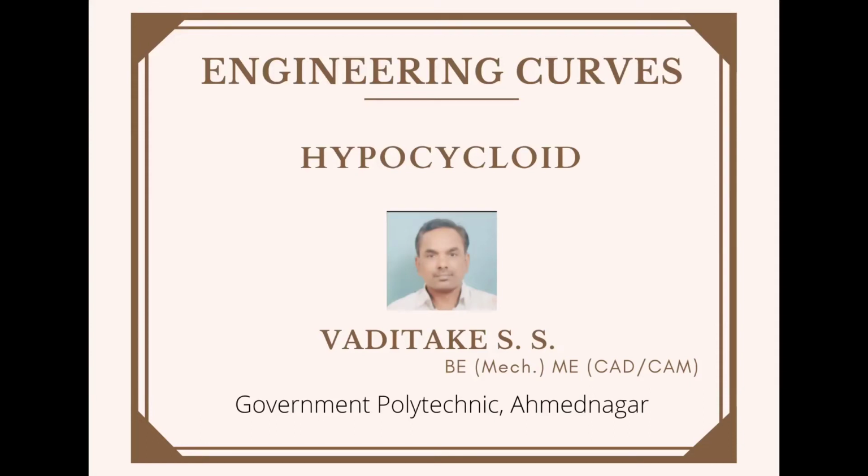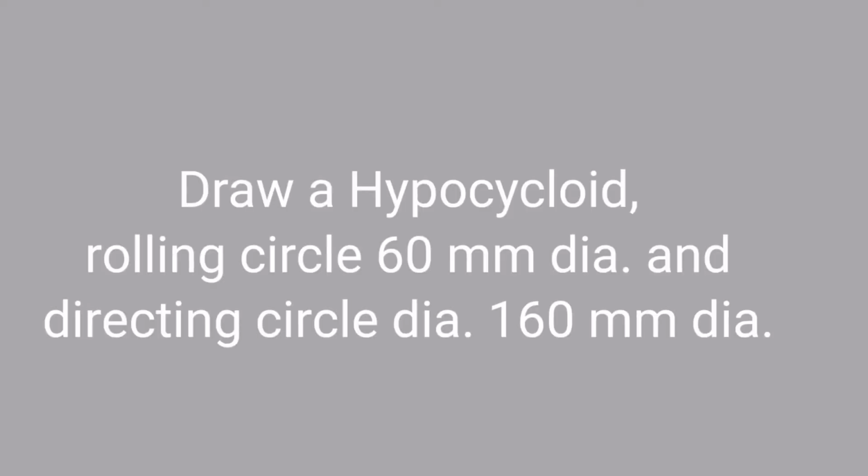Now we learn how to draw a hypocycloid. The problem statement: draw a hypocycloid when the rolling circle is 60 millimeter and the directing circle is 160 millimeter in diameter.